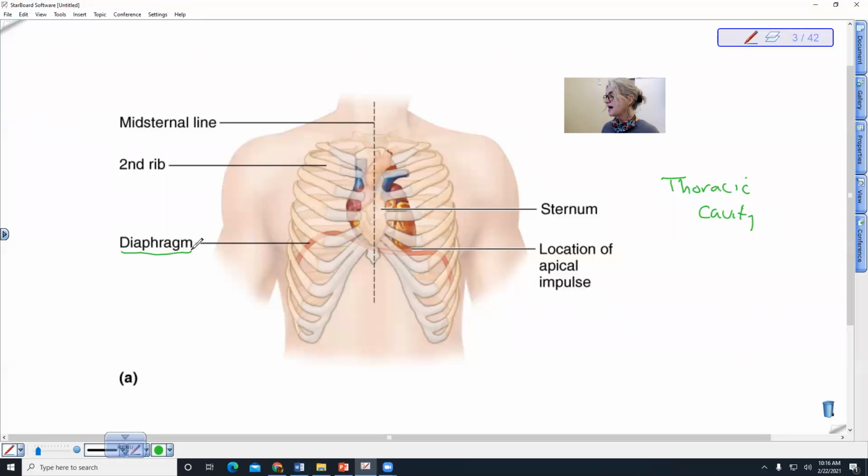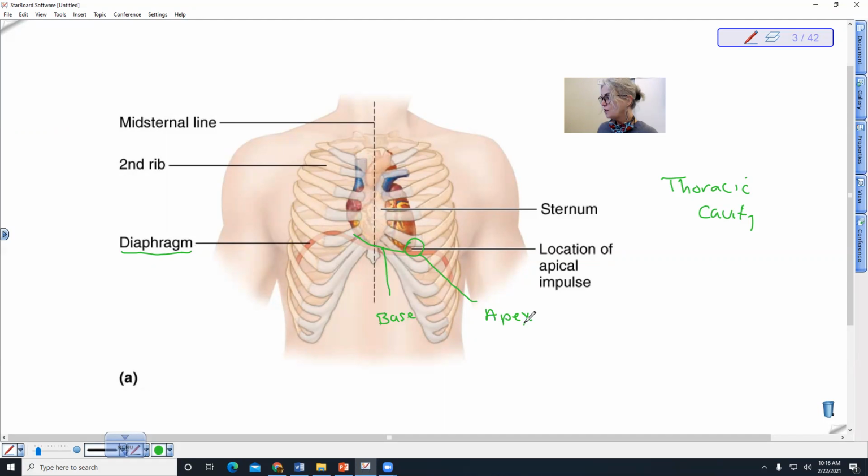But you'll notice that a part of the heart actually kind of rests on top of that diaphragm. That part of the heart is called the base of the heart. And then this part right here, this pointy end, is called the apex.